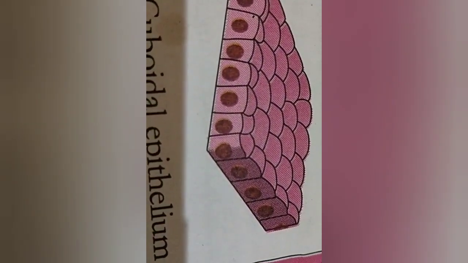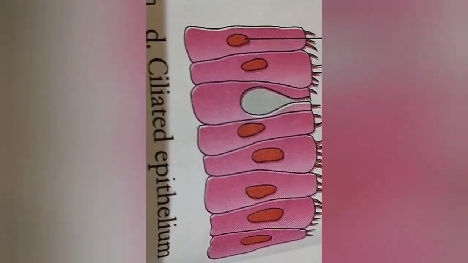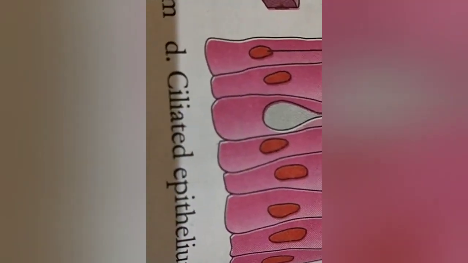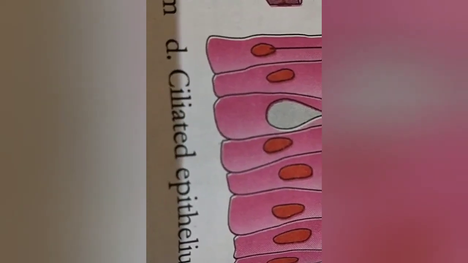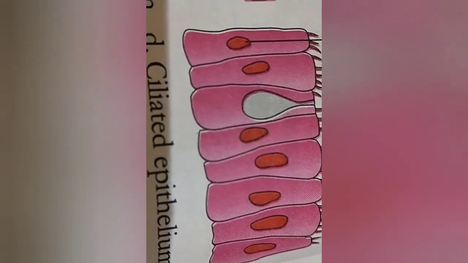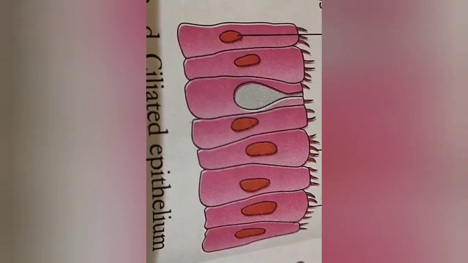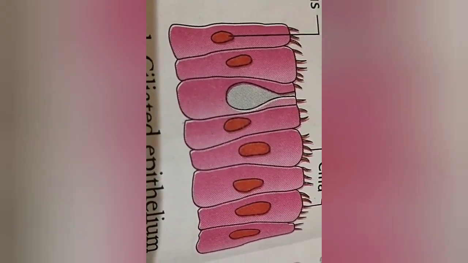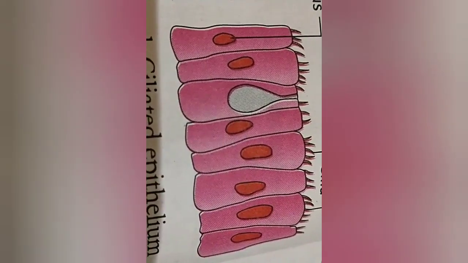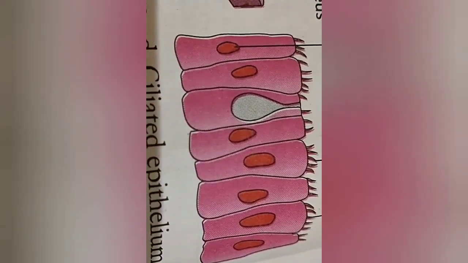Okay, now see the next one. The cells have hair-like structures over them. So this is called ciliated epithelium. The hair-like structures are called cilia. The cells of these tissues may be cuboidal or columnar in shape, and they are found in trachea, oviducts and kidney tubules.